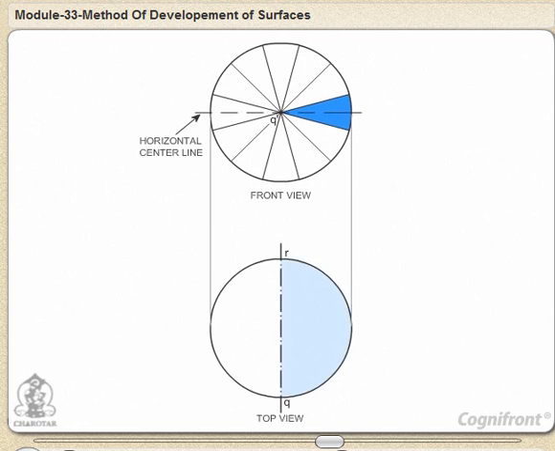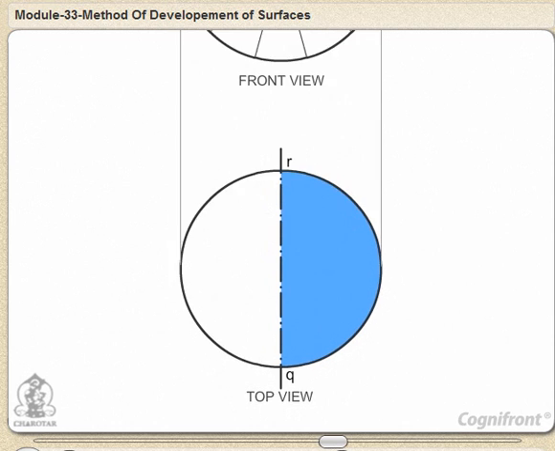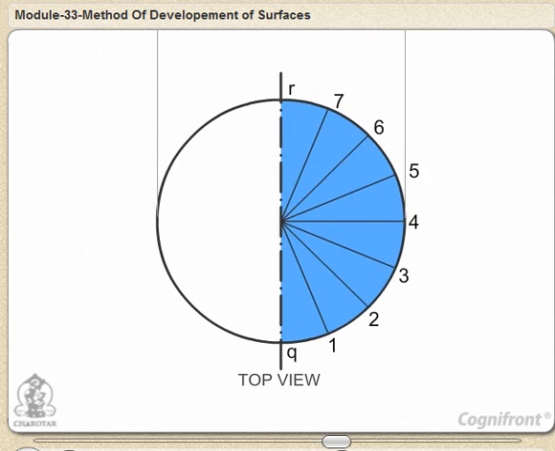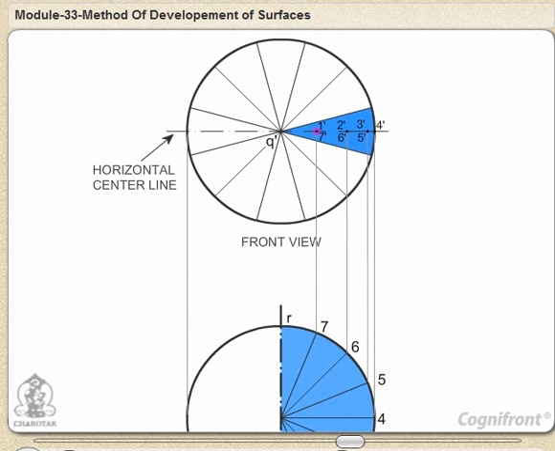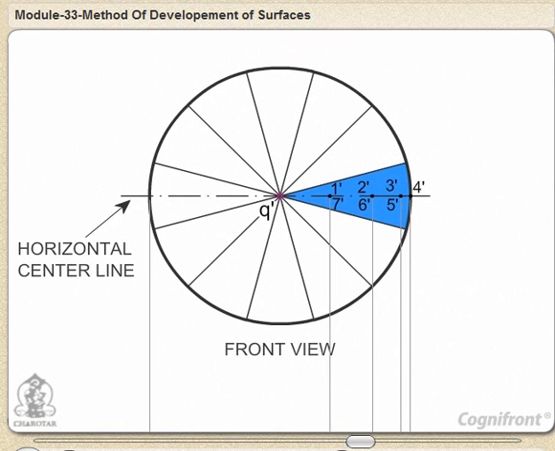The shaded semicircle QR is the top view of the lune. Divide the semicircle QR of top view into 8 equal parts and label them from 1 to 7. Project the division points of top view on front view to get 1-dash, 2-dash, 3-dash, 4-dash, 5-dash, 6-dash, 7-dash points on horizontal center line. With Q-dash as center and radii equal to Q'1', Q'2', and Q'3', draw arcs AB, CD and EF which will show the width of the lune at points 1 and 7, 2 and 6 and 3 and 5 respectively.